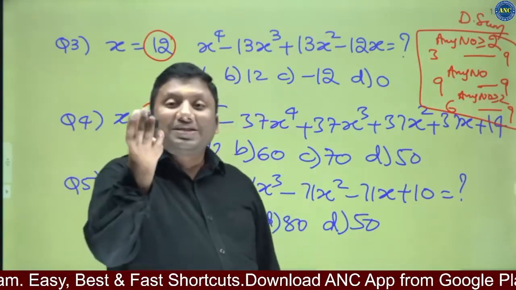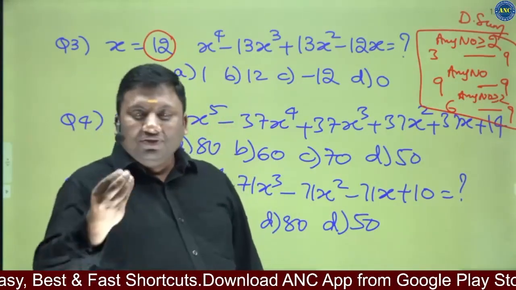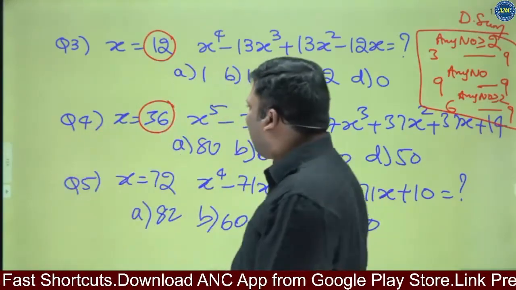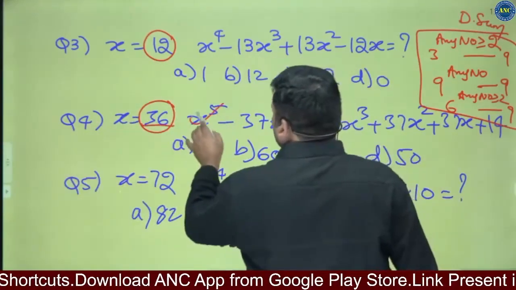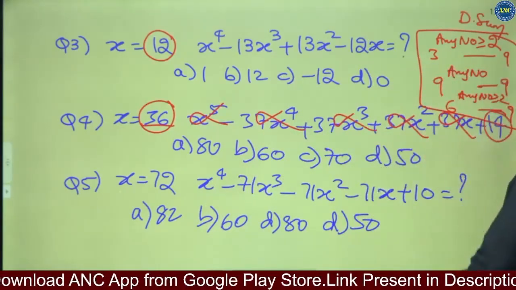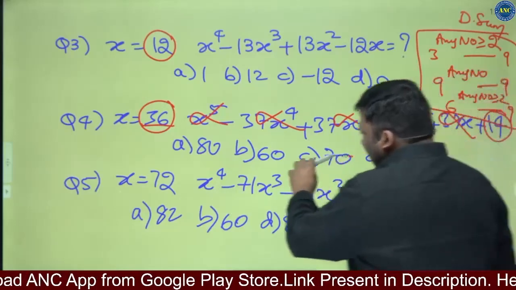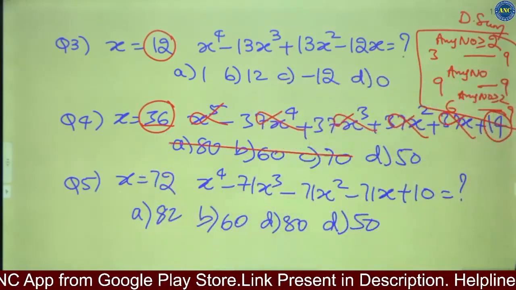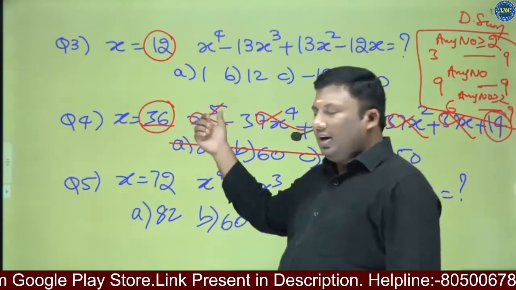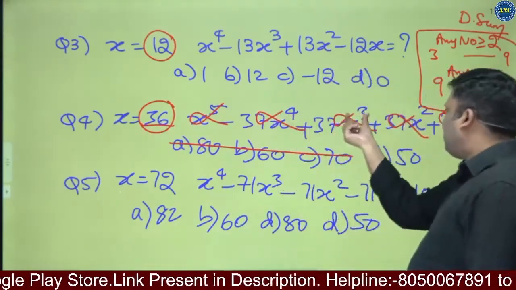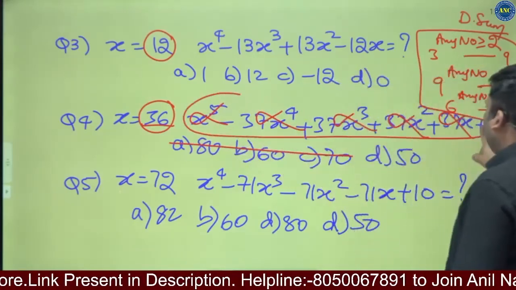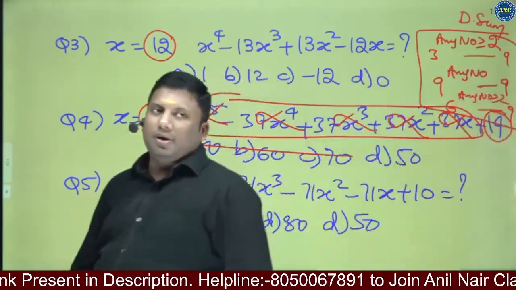In case the x value is a multiple of 3, 6 or 9, it will not even take 5 seconds. 36, it is 9, divisible by 9. 14, what is the digital sum? 5. Answer digital sum should be 5. 36, 9, 9 power any number, divisible by 9. Wherever x is there, it is divisible by 9. From here to here, x is there. So answer is divisible by 9.